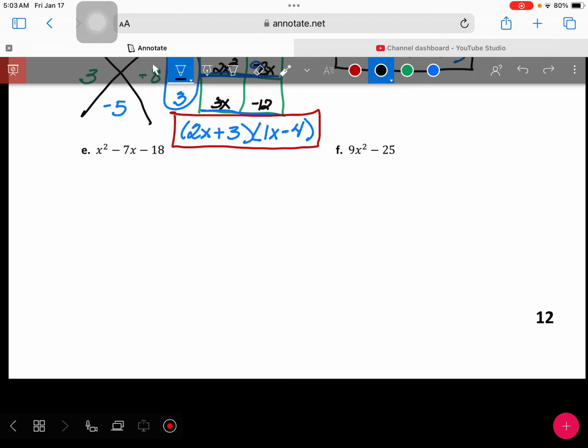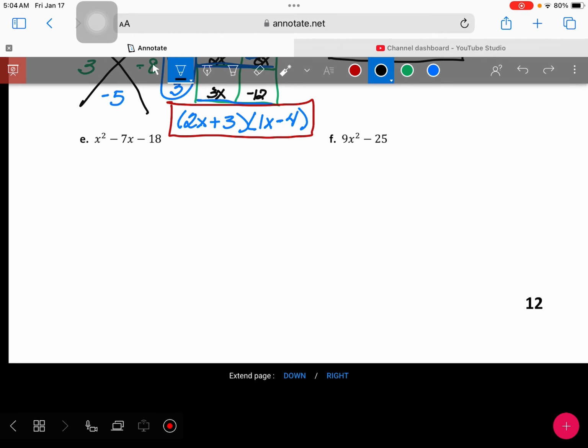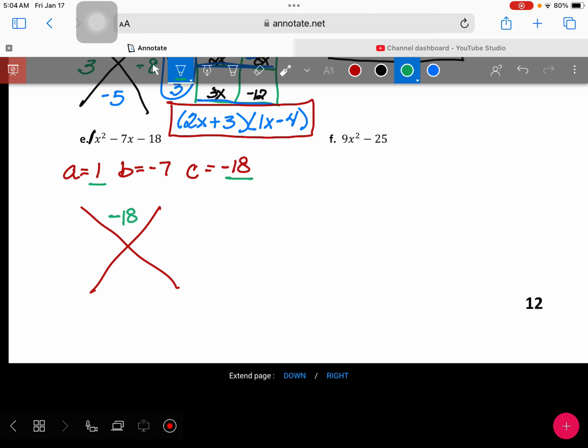All right, we're getting close to the end here. Down here, I see a trinomial. A is equal to 1, so I'm not going to have a greatest common factor. So A is 1, B is negative 7, and C is negative 18. Do the X box in the top. 1 times negative 18 is negative 18.